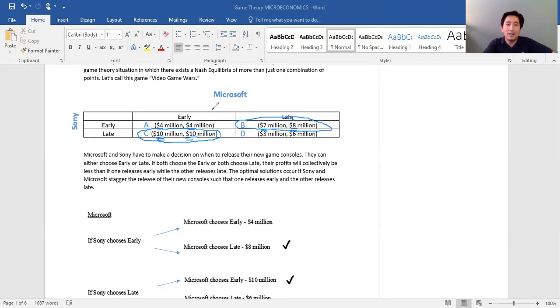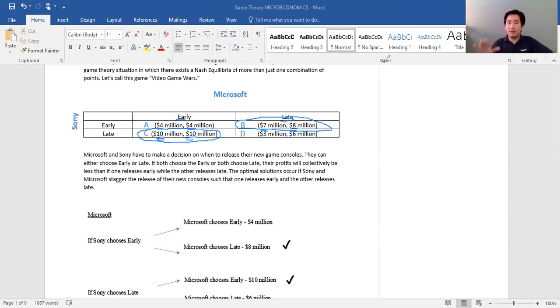In this case here, let's say you're Microsoft and Sony has chosen to go early, then your best choice is to go late. Well, if Sony chooses to go late, now you have an incentive to switch your play to early. And so you're going to switch from the late column to the early column. And that's why there's two Nash equilibria. It's B and C, because your play is going to switch depending on what your opponent is going to do. Okay, so that's basically what you're dealing with in terms of finding Nash equilibria.